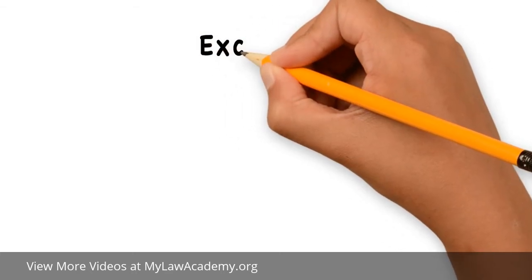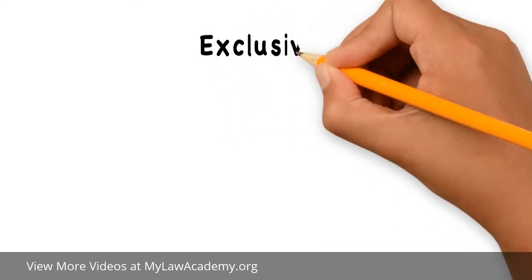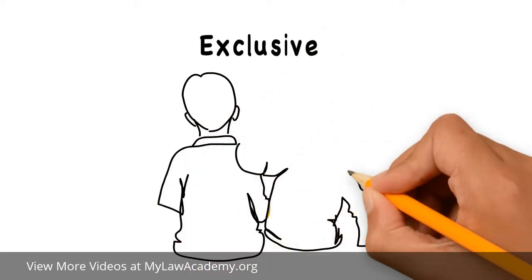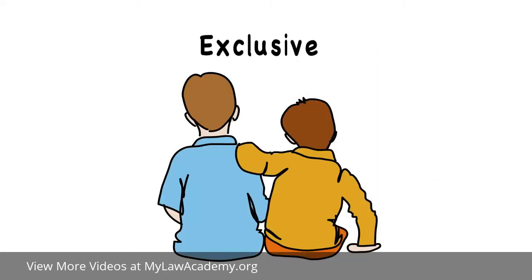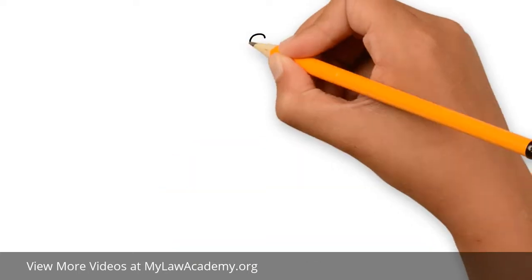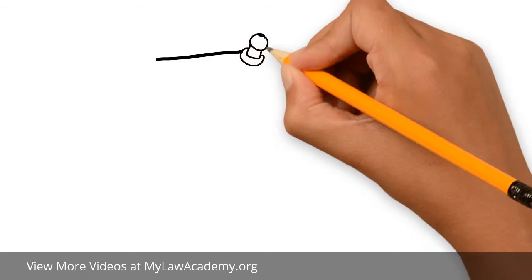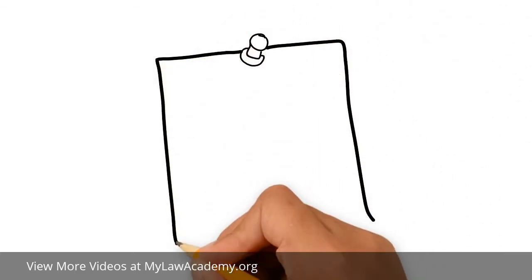The final element is that your use of the land must be exclusive. Exclusive simply means that you can't share the land with the true owner. There's one more thing that comes up on exams a lot, although it's not one of the 5 elements.